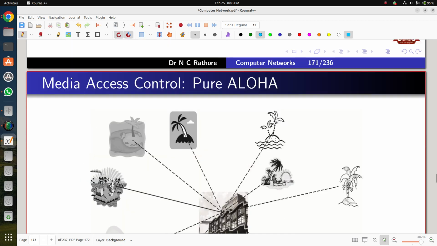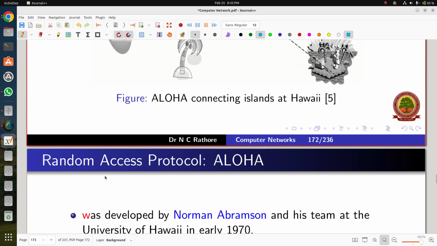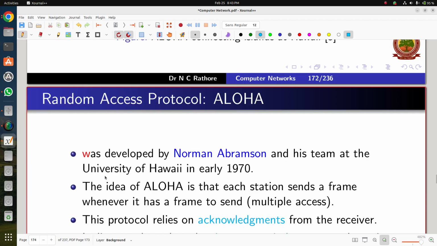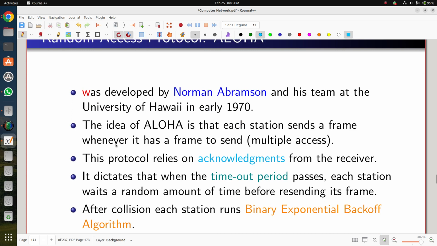So let's talk about this Aloha. This protocol was developed by Norman Abramson and his team at the University of Hawaii in the early 1970s. This protocol has a very interesting story. I remember that I already told you this story briefly, so let's repeat that story again.